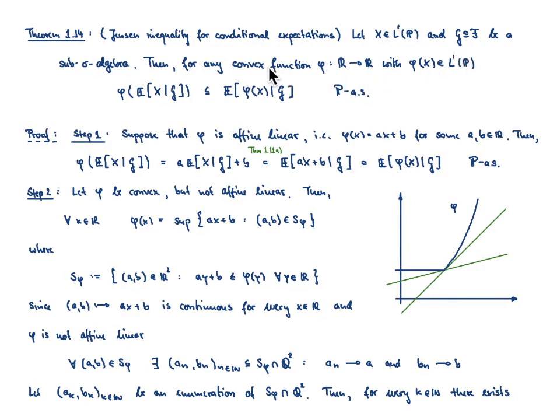And moreover, I consider a convex function phi from R to R, which should have the property that phi of x is in L1 of P, meaning that that function over here is again an integrable function. And then it holds true that phi of the conditional expectation of x given g is bounded from above by the conditional expectation of phi of x given g, P-almost surely.